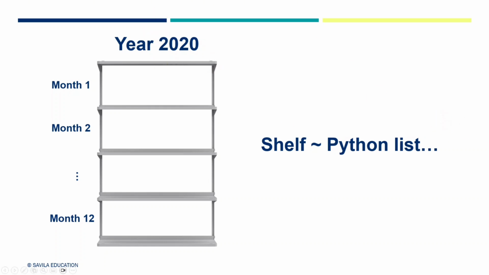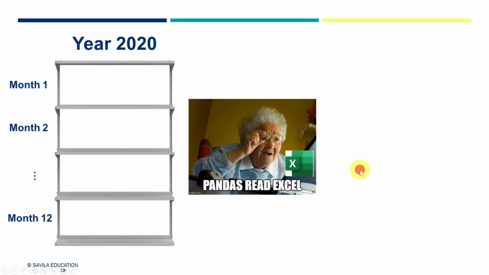Now, in Python, these shelves are actually a list, a collection of items that we're going to store. And we're going to have a shelf with as many layers as tabs in the Excel file that we're reading. Great. So what are we going to do?